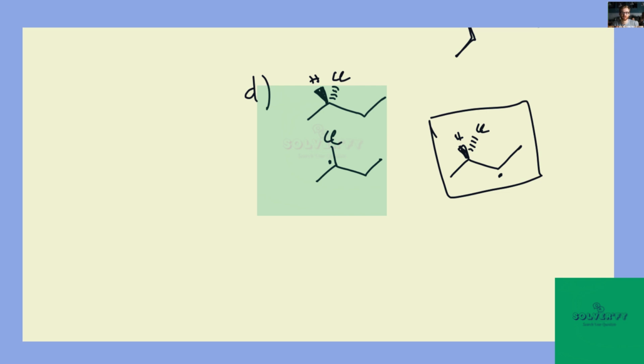Okay, so for that reason then, recall that this is a planar radical intermediate, meaning we can get attack from the top face or the bottom face, and we get two possible products. That is, we get chlorine on the bottom on carbon 2 and chlorine on the bottom on carbon 3, as well as chlorine on the bottom on carbon 2 and chlorine on top on carbon 3. Right, so these are the two products that will form.